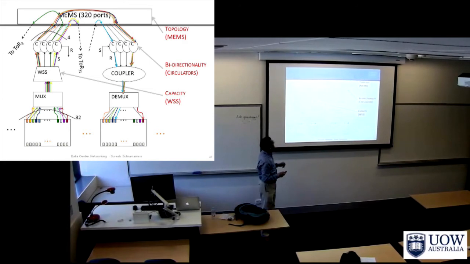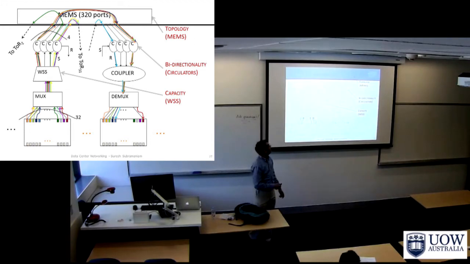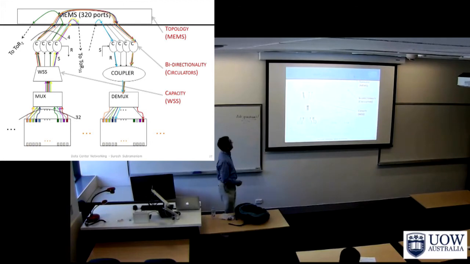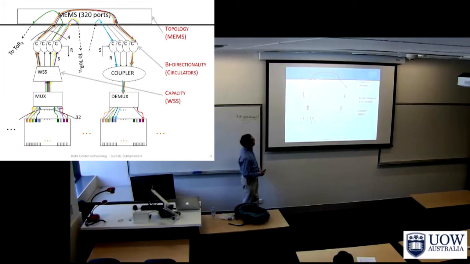Okay, so you get bidirectionality with circulators, and the capacity is changeable with the WSS, the wavelength selective switch, and the topology is changeable with the MEMS switch. Okay, so there's some animation here that shows you how this is split. Right? The wavelengths are.